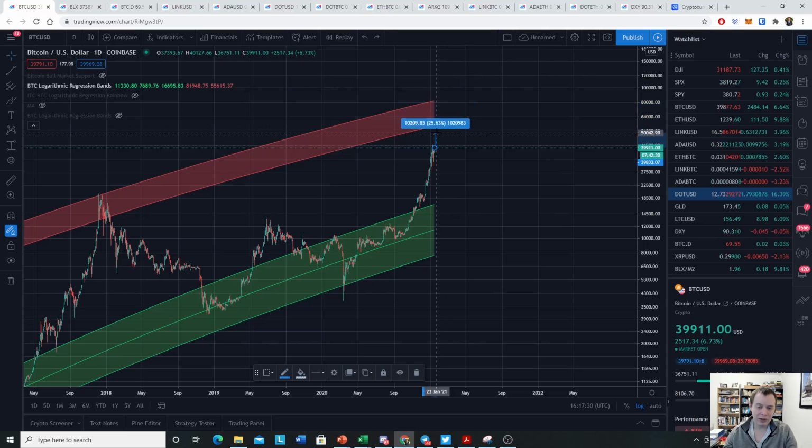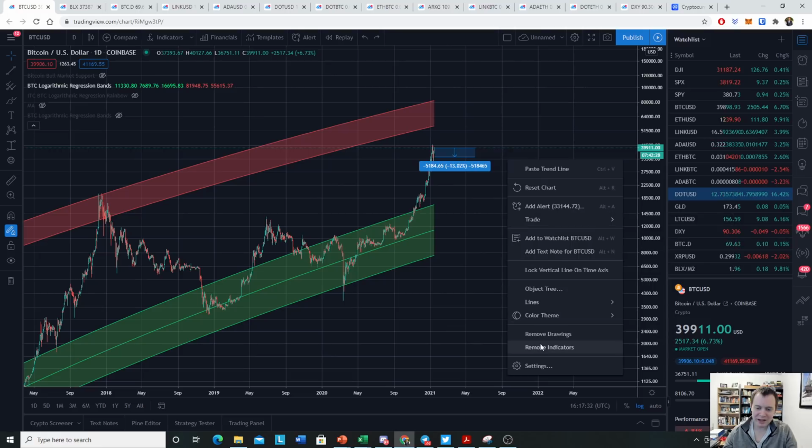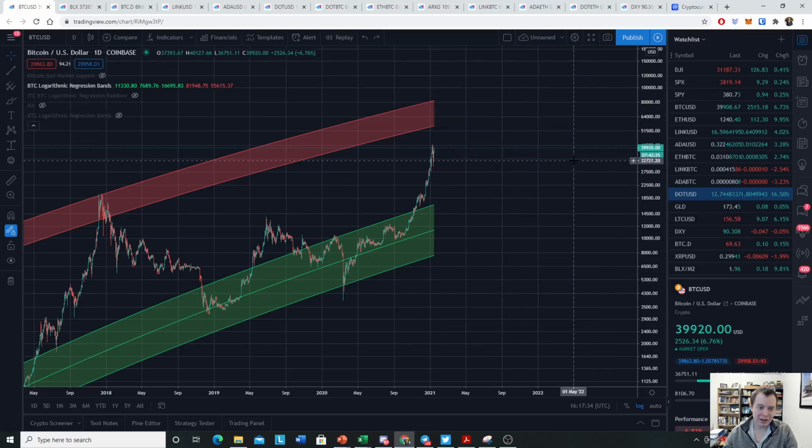Now, one of the things we want to keep in mind too is that these are not set in stone. So while it might range from 55.6K to 81.9K today, these are monotonically increasing.